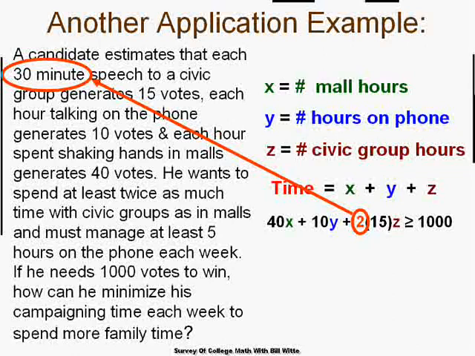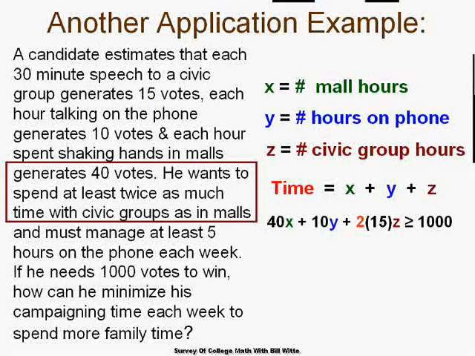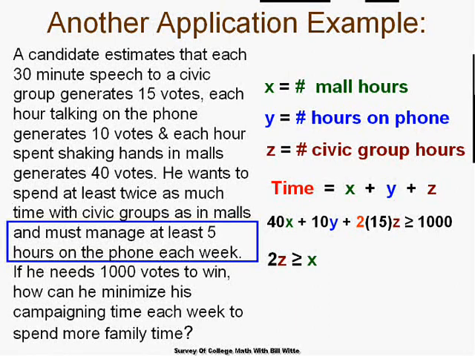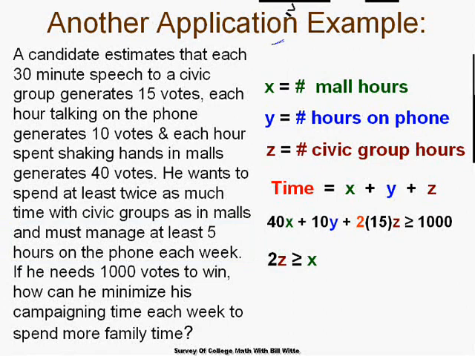Remember the 30-minute is half an hour. Okay, well let's see. He wants to spend at least twice as much time with civic groups as in the malls. The civic group is Z, and the mall group is X. So we want 2z, remember at least then is greater than, 2z to be more than or equal to x. So that's a constraint, and sometimes that's what they look like. Okay, any other constraints? At least 5 hours on the phone each week. Now the hours on the phone is y, so that'll be y is more than or equal to 5.